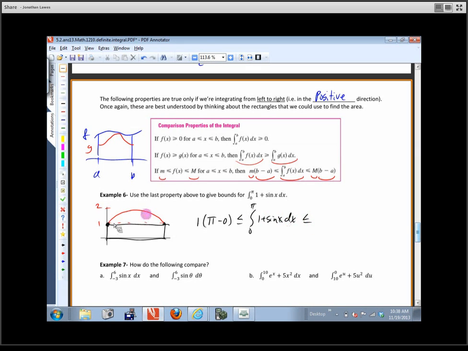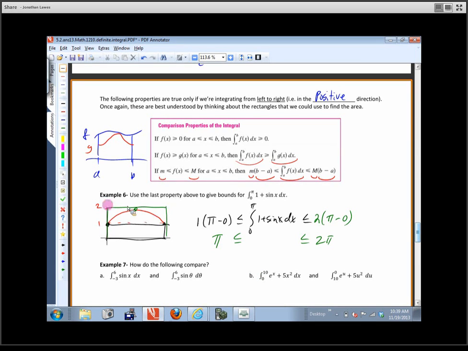The actual area for this has to be bigger than this little rectangle that I've drawn, doesn't it? Because all of these pieces are either above or on this little horizontal line that I represented for the top of the rectangle. The maximum for this function occurs right here, and it is 2. So if I take 2 and multiply it by this interval, b minus a, that would be pi minus 0, so this is pi, and this is 2 pi. That means the actual answer has to be somewhere between pi and 2 pi.